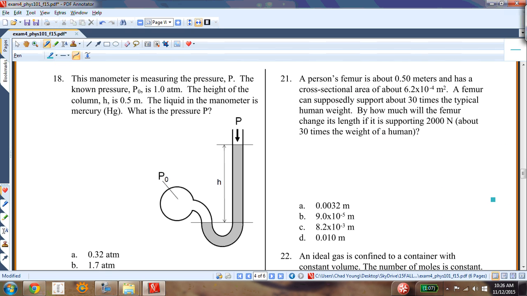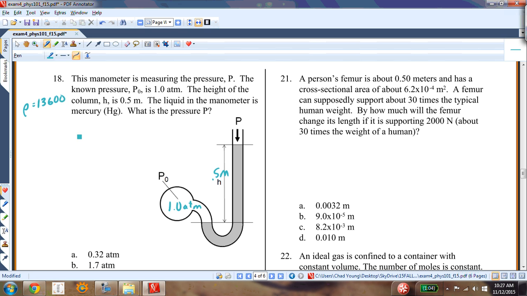A manometer is measuring pressure. The known pressure here is 1 atmosphere. Watch your SI units now. The height of the column is 0.5 meters. The liquid in the manometer is mercury. The density of mercury is 13,600. That's on your equation sheet. What is the pressure P?